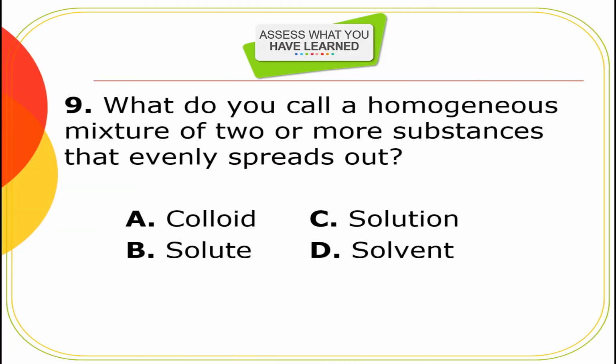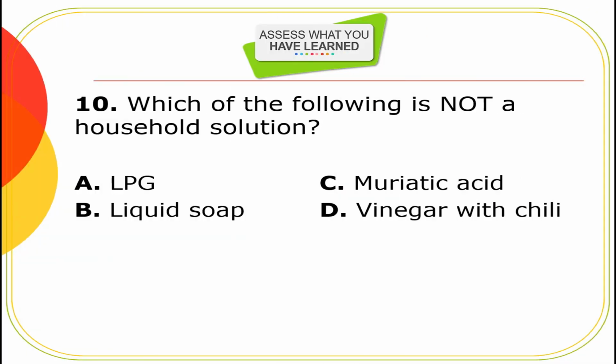Number 9. What do you call a homogeneous mixture of two or more substances that evenly spreads out? A. Colloid. B. Solute. C. Solution. D. Solvent. Number 10. Which of the following is not a household solution? A. LPG. B. Liquid soap. C. Muriatic acid. D. Vinegar with chili.